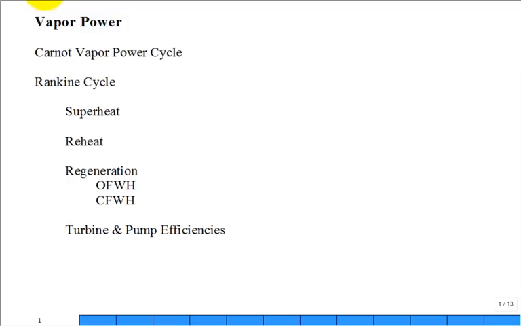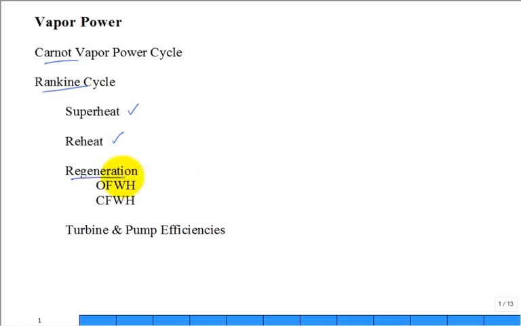So this is the last lecture before the exam on vapor power cycles. We've covered a lot of territory. We've covered the Carnot vapor power cycle, fair game for the exam. We've covered the Rankine, the ideal Rankine vapor power cycle, fair game. We've talked about enhancements by having superheat, reheat.